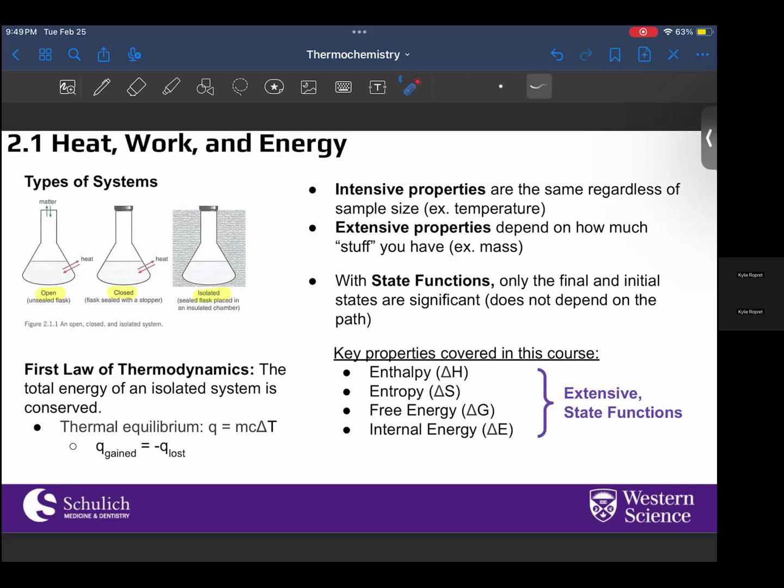Extensive properties, on the other hand, are dependent on how much stuff you have. So mass is our example here, because that big pot of water and the little cup are obviously going to register different values on a scale.